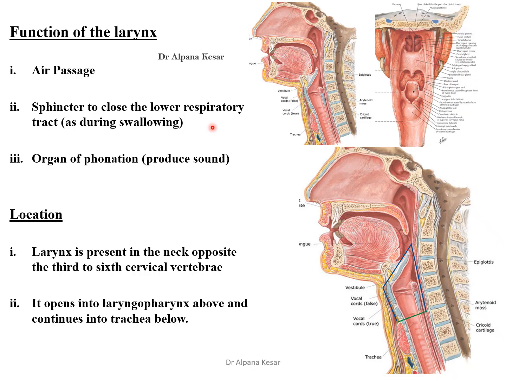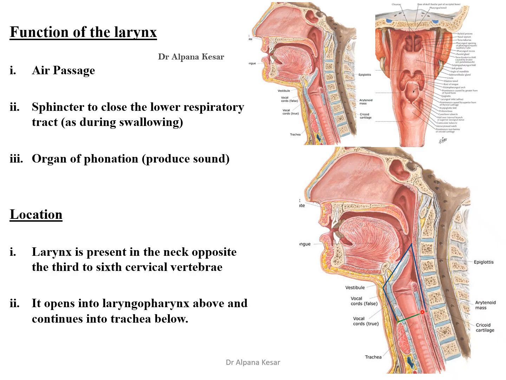It is a sphincter that closes the lower respiratory tract during swallowing. When we swallow food from the oral cavity, the food goes into oropharynx and then into laryngopharynx and esophagus. At the time when it enters laryngopharynx from the oropharynx, the upper end or the inlet of larynx closes so that the food does not enter larynx or trachea. It is also an organ of phonation that has vocal cords present in it that helps in producing sound.